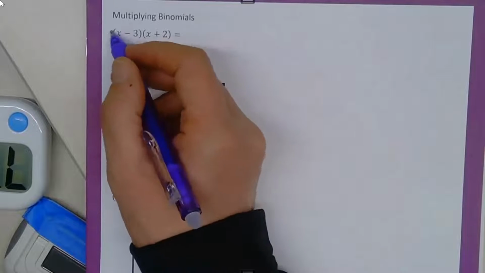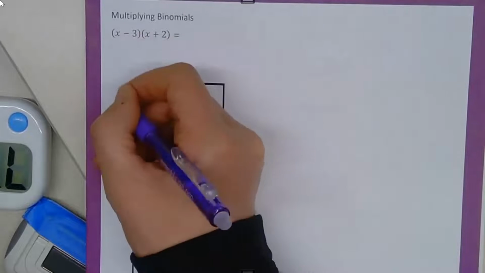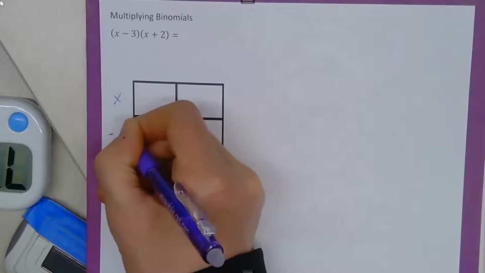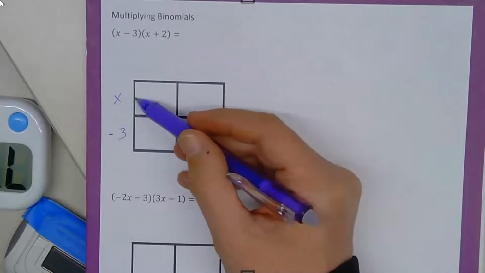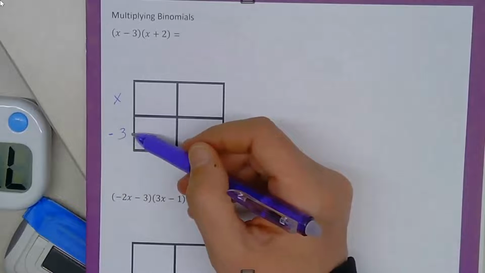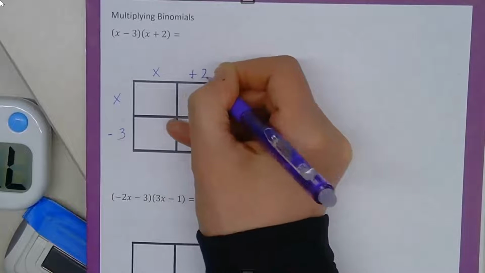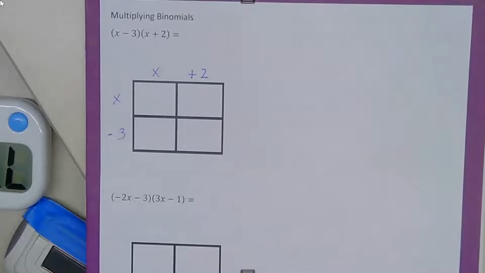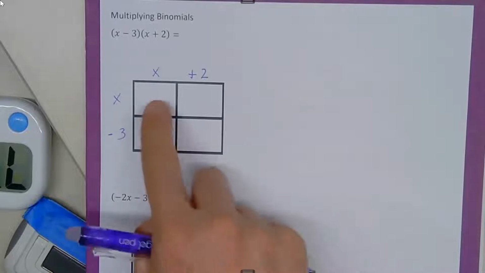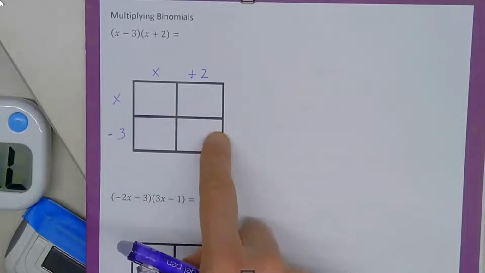So I'll take the first binomial x minus 3 and write it like this, x minus 3. So x is on the top row, minus 3 is on the bottom row. And x plus 2, I'll put across like that. Now I'm going to do 4 individual multiplications.